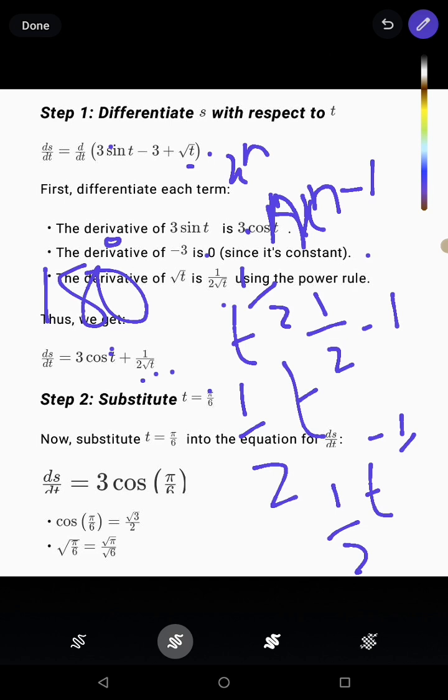So in that situation, pi over 6, what do we say? 180 over 6. 180 over 6 is 30. Cos 30 is what? Root 3 over 2. That's how we got what we have here. Do we understand? Thank you. Now let's continue.